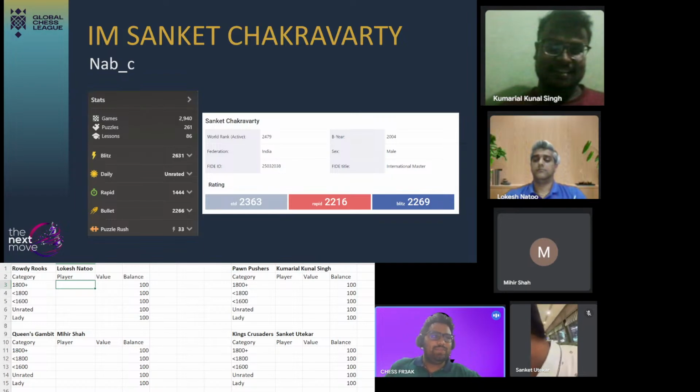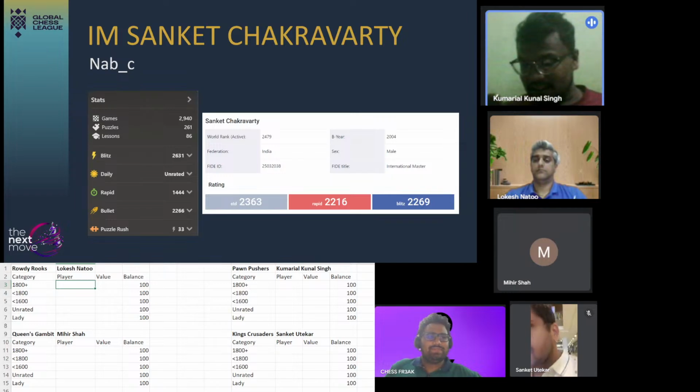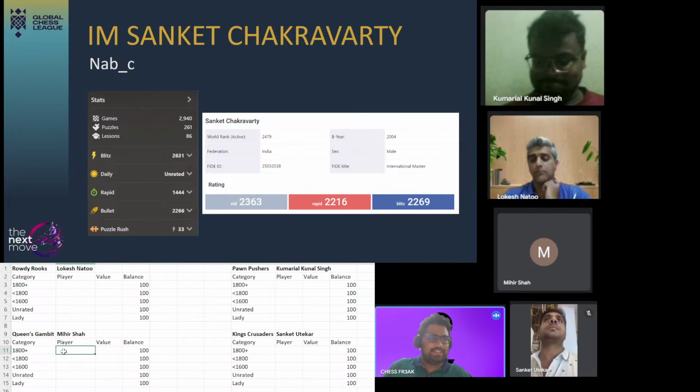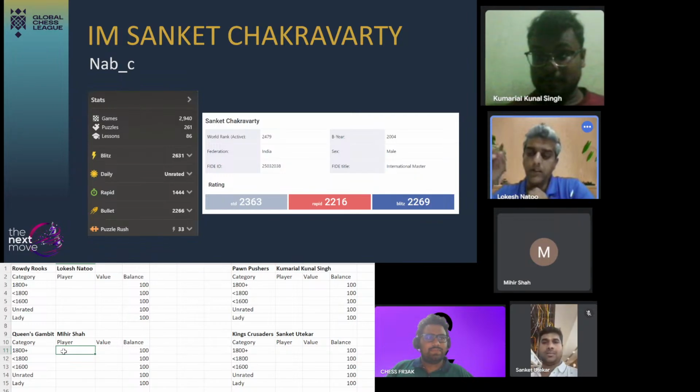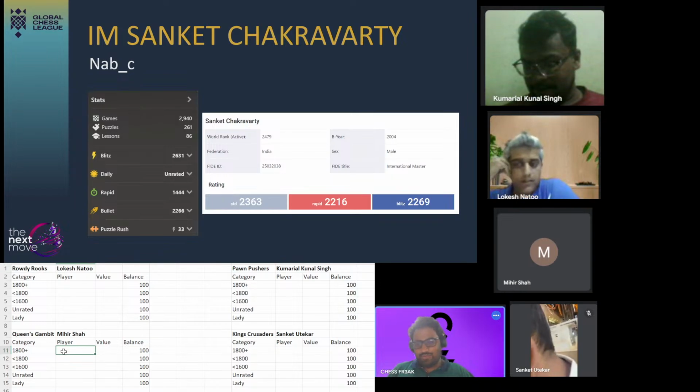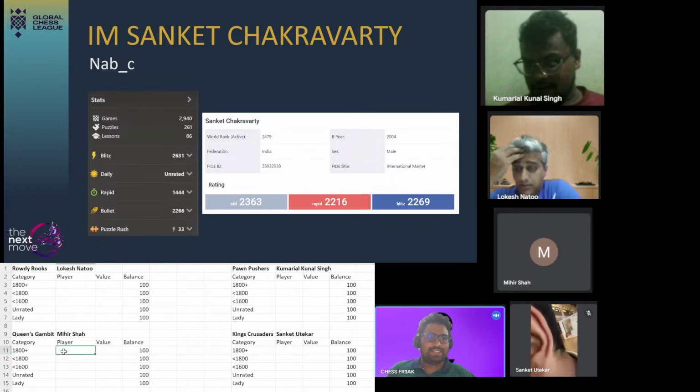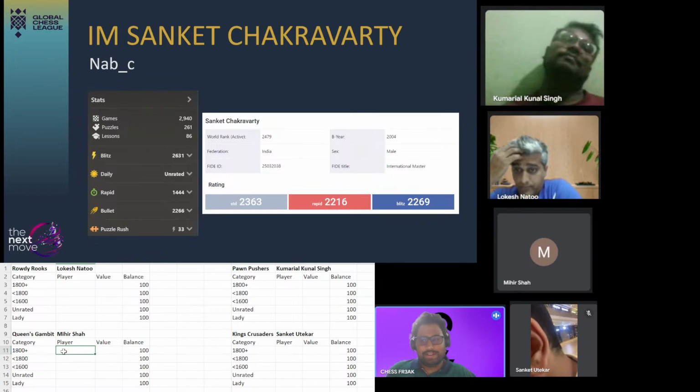Guys, do we see any more bids? Otherwise, I'm going to sell this player to Queen's Gambit, Sanket Chakravarti. Before you sell anyone, you'll say one, two, three. Then I was about to say Sanket Chakravarti going at 40 points to Queen's Gambit once. Going twice to Queen's Gambit at 40 points.